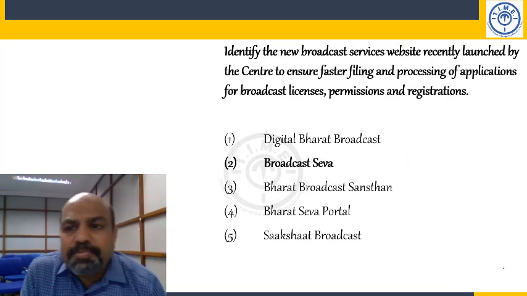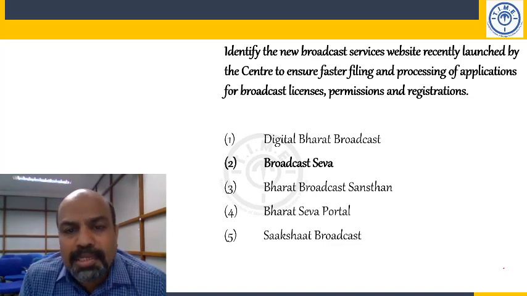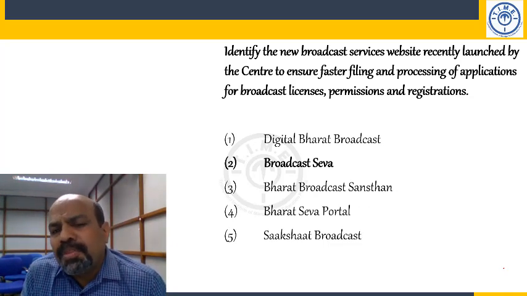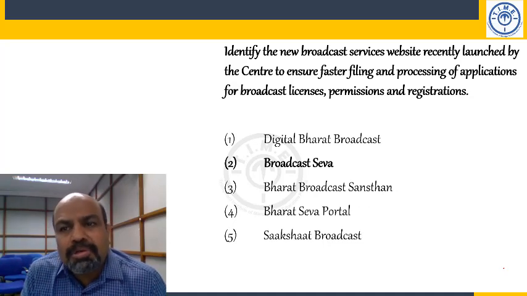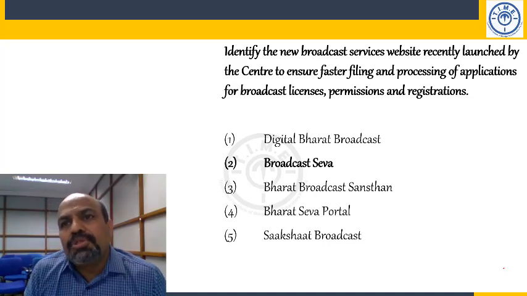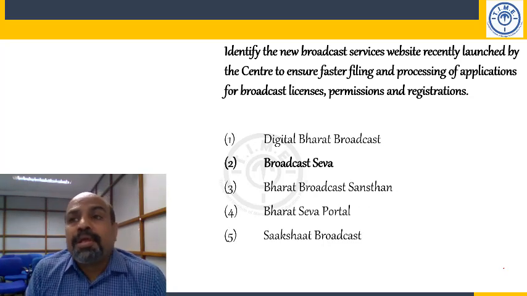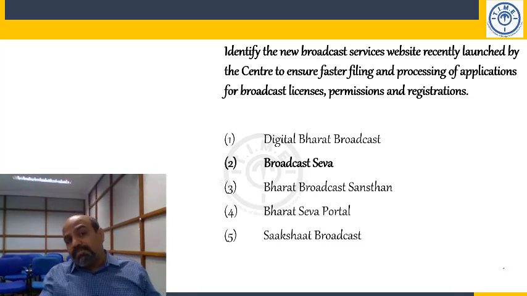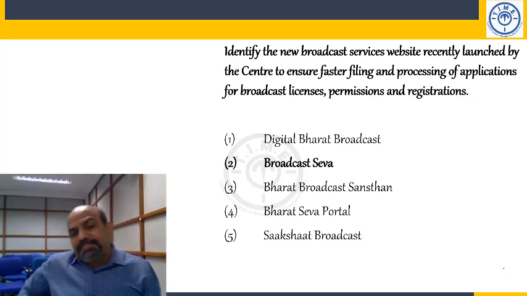Identify the new broadcast services website recently launched by the center to ensure faster filing and processing of applications for broadcast licenses, permissions, and registrations. The Broadcast Seva. I went to the website. It minimizes paperwork and everything, and you not only get faster services, you also cut down the red tape, the longer time taken, and corruption. This is a very good thing because now there is no interface. People don't know who you are. They can't really ask you for bribe actually. It's a faceless interface.